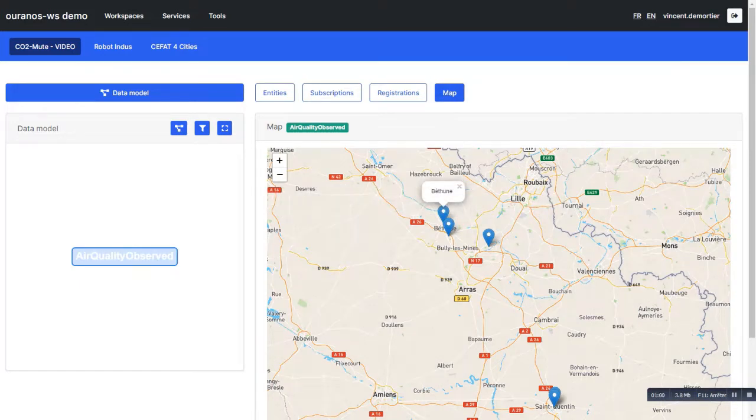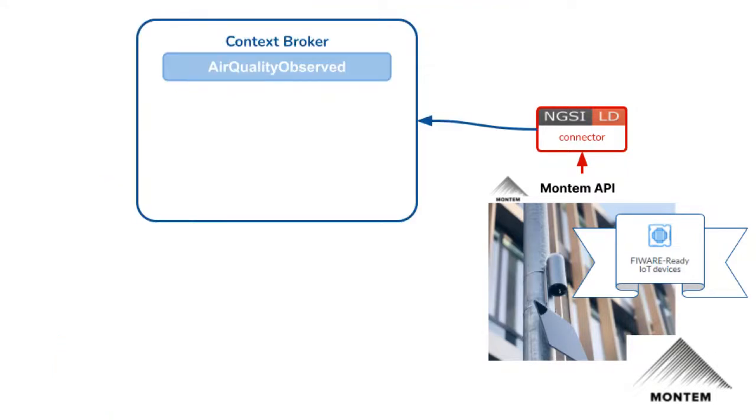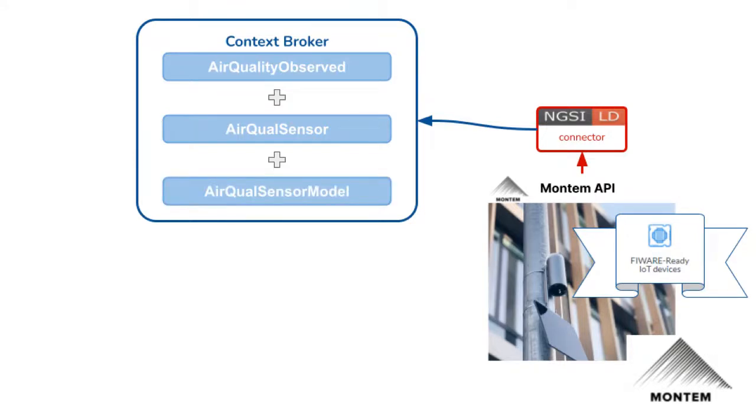So now, to go further, we are going to see how to implement some new entity types. As the CO2 Mute project will collect data coming from the air quality sensors provided by Montem, we are going to create the related entities and the related entity types. So we are going to create the air quality sensor type, and also the associated air quality sensor model. Again, from the smart data models reference.